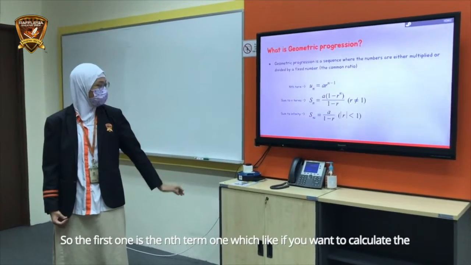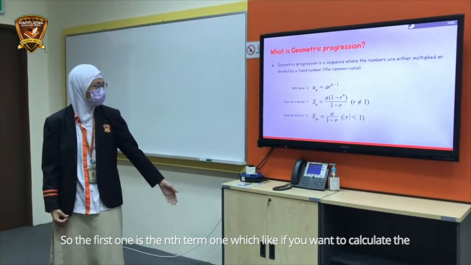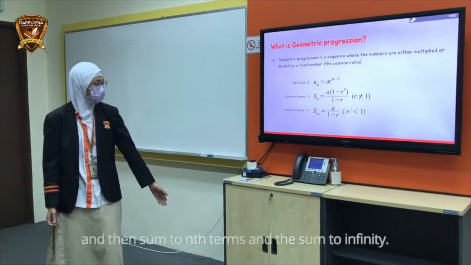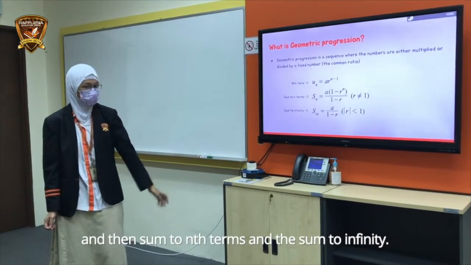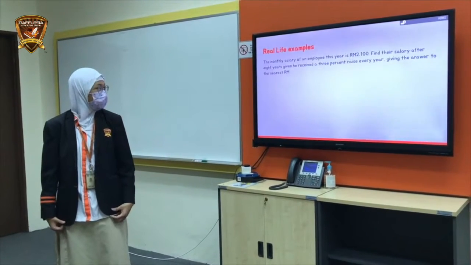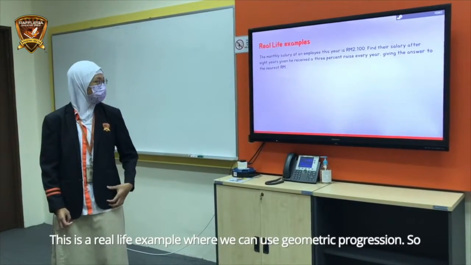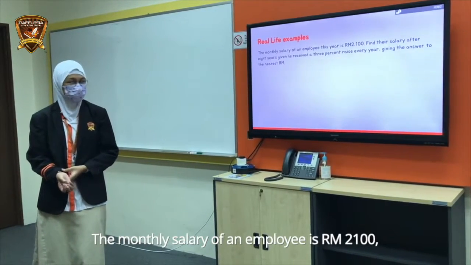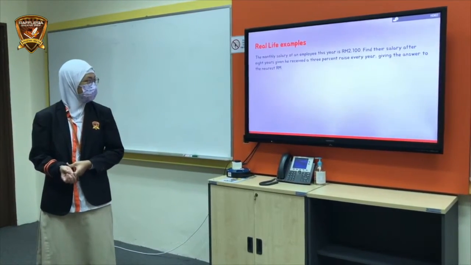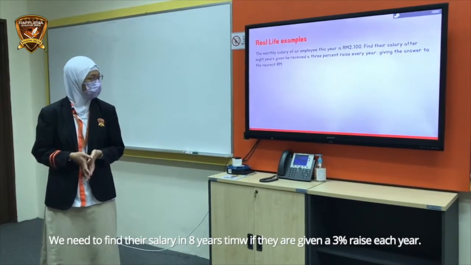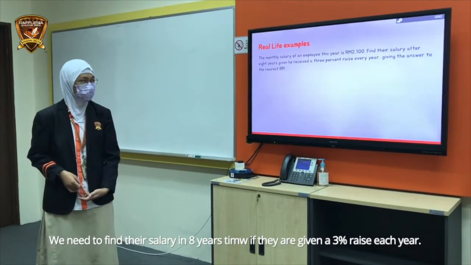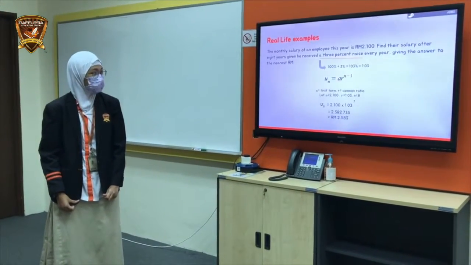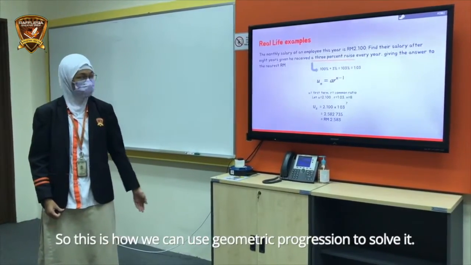So the first one is the nth term, which, if we want to calculate the 20th term, we would replace n with 20, and then the sum to n terms and the sum to infinity. So this is a real-life example where we can use geometric progression. The situation is the monthly salary of an employee is 2,100 ringgit. So if we need to find their salary in 8 years' time if they are given a 3% raise every year, and we round it off to the nearest ringgit. So this is how we can use geometric progression to solve it.